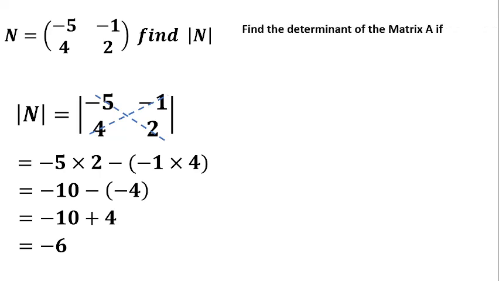So let's see another question. Find the determinant of matrix A if we are given matrix A to be this matrix having elements of minus 2, 3, minus 6, and 9. You have to find the determinant of this matrix. It is stated, they didn't use these 2 straight lines, but they said it in the question: find the determinant of matrix A.